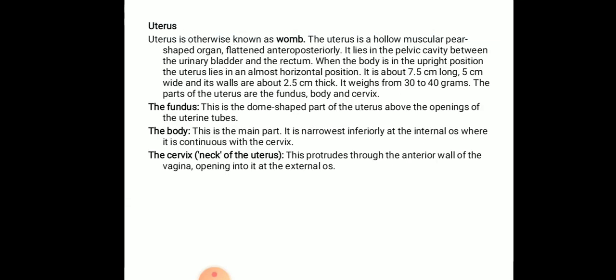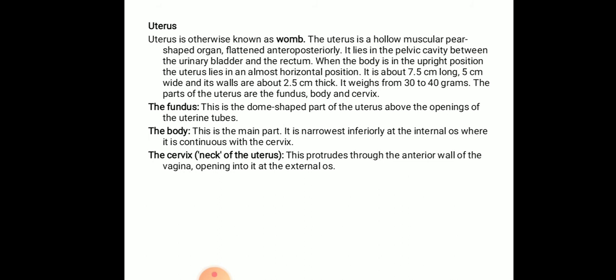The next is the uterus. The uterus is otherwise known as the womb. It is a hollow, muscular, pear-shaped organ, or a bag, flattened anteroposteriorly. It lies in the pelvic cavity between the urinary bladder and rectum. When the body is in the upright position, that is, when you are standing, the uterus lies in an almost horizontal position. It is about 7.5 centimeters long, 5 centimeters wide, and the walls are about 2.5 centimeters thick. It weighs from 30 to 40 grams.